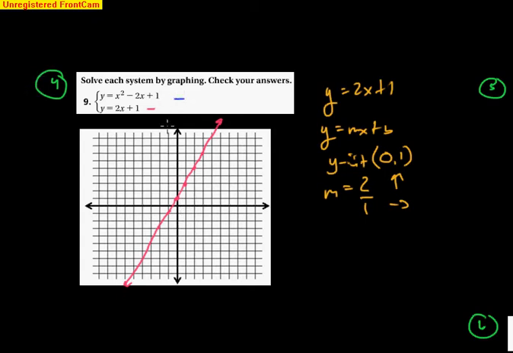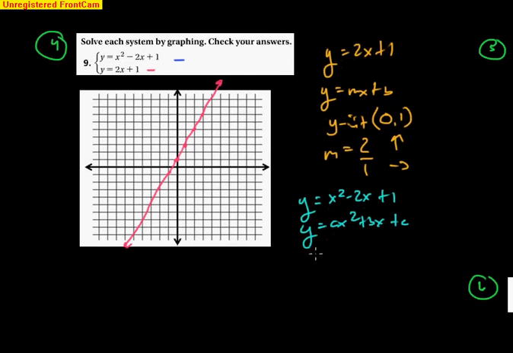And now let's do the other quadratic in blue, and I'll do that down here. I didn't leave myself a lot of room. Y equals x squared minus 2x plus 1. This is standard form. Y equals ax squared plus bx plus c. I'm going to scroll down. Your a is a 1. Your b is a negative 2. And your c is a 1.